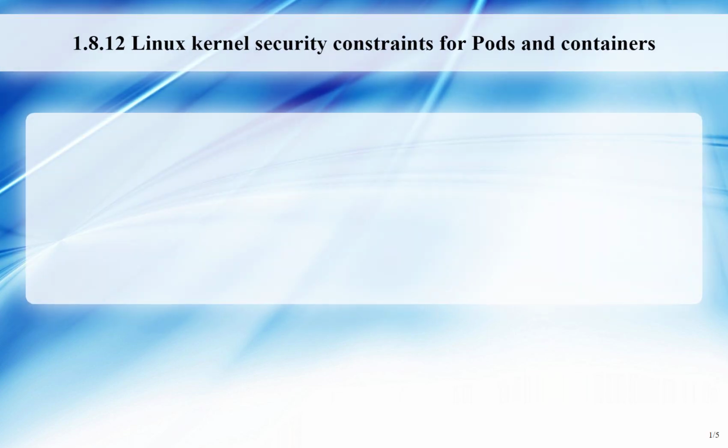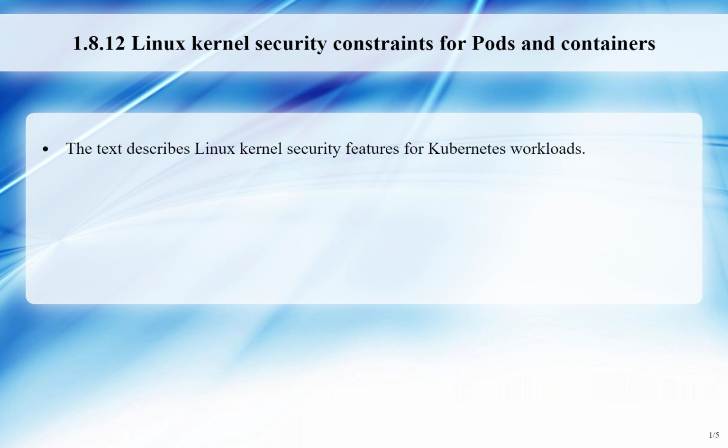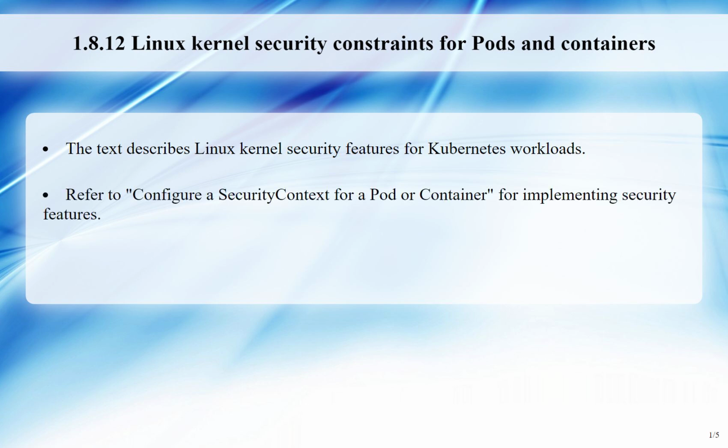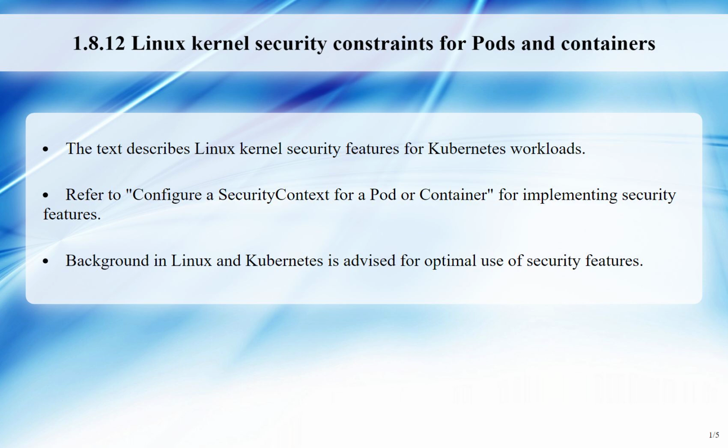Chapter 1.8.12 Linux Kernel Security Constraints for Pods and Containers. The text explains the security features present in the Linux kernel that can be applied to Kubernetes workloads. It suggests referring to "Configure a Security Context for a Pod or Container" to learn how to implement these features. Prior knowledge of Linux and Kubernetes workloads is recommended for understanding and utilizing these security features effectively.